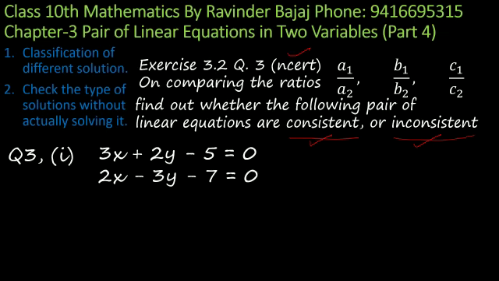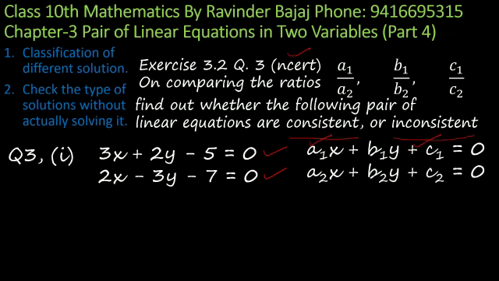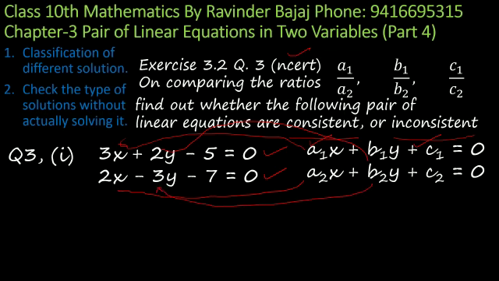So let's check. This is question number 3, first part. In the first part, these two equations are given, and let's compare them with the standard form. So on comparing, A1 is 3, A2 is 2, B1 is 2, and B2 is minus 3. In the same way, C1, C2 are minus 5 and minus 7. So on comparing, let's calculate A1 upon A2 and B1 upon B2. So 3 upon 2 and 2 upon minus 3. Is it equal? No, it is not equal.